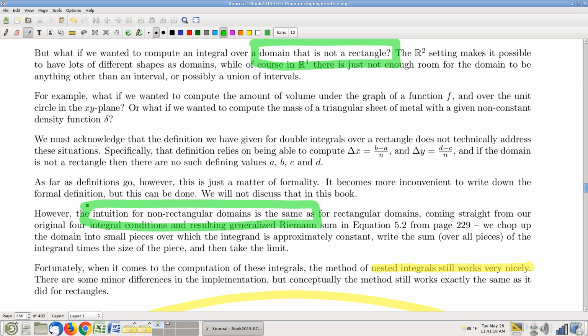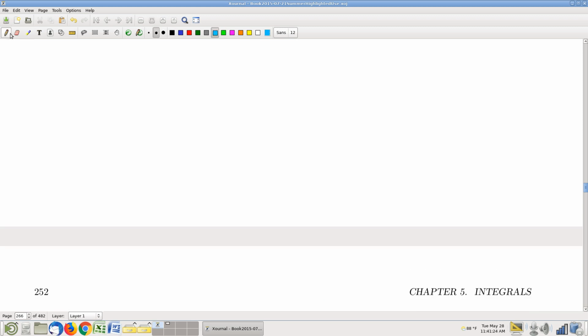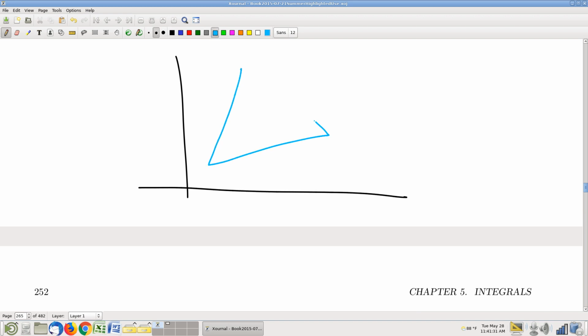So I appeal to your intuition about how mass works, for example. If I have, sitting here in the XY plane, a non-rectangular, let's say triangle, sheet of metal, and I were to chop this up into little pieces some way, the total mass would be the sum of the little masses that I sliced it up into. I mean, it's pretty clear. And furthermore, if I ask how much mass is in one little piece, it doesn't matter that it came out of a rectangle. On that little piece, the amount of mass is going to be density times area.